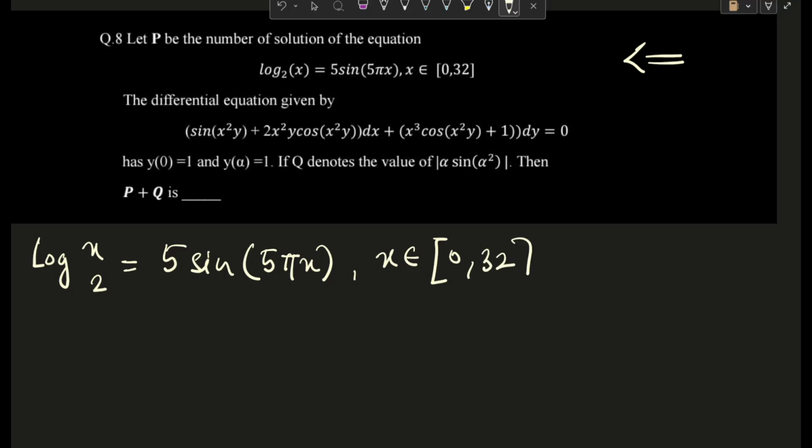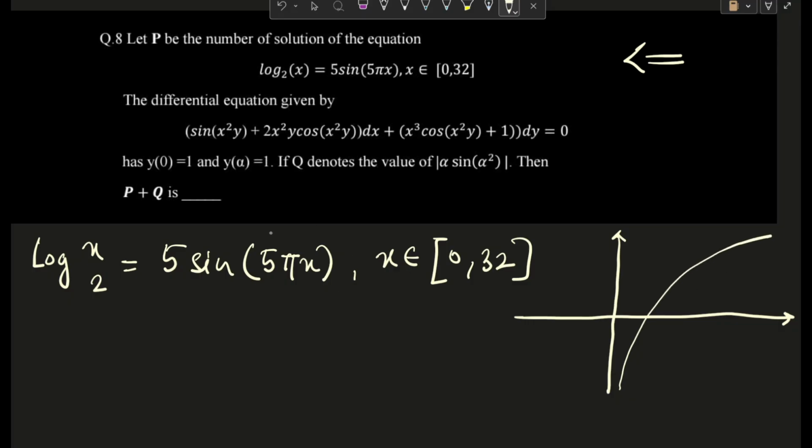So I guess it's well defined. Logarithm is also well defined, and the sine function is also well defined in this interval. And now if we try to actually observe the nature of the curves, because we have to find the number of solutions, so we need the number of intersections. If you observe the nature of the curve, the log x base 2 curve will go something like this, right? And actually 5 sine 5 pi x. So basically it's not normal sine x, it's sine 5 pi x.